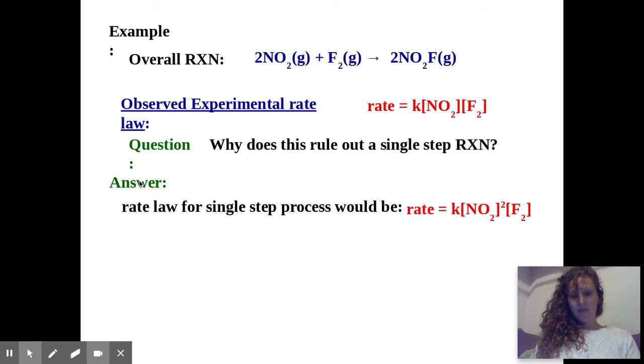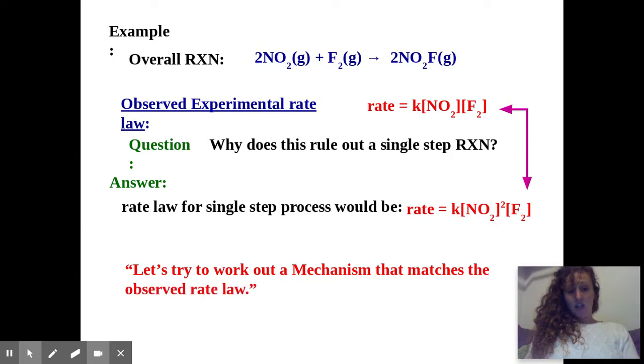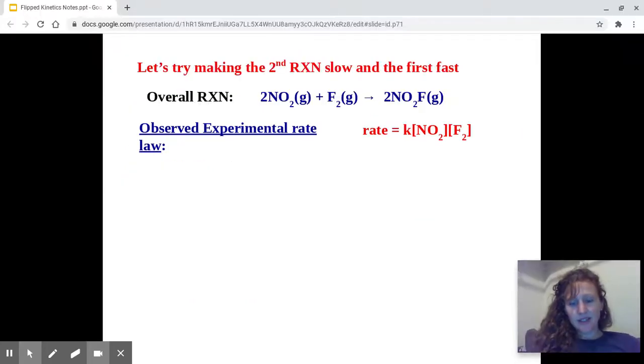Okay, so here they're going to say the same thing. All right, so our next step then would be to try to work out a mechanism that does match the observed rate law. Now, again, you're not going to have to propose the mechanisms. All you're going to have to do is defend the mechanism and say, yes, this is a possible mechanism, or no, this is not a possible mechanism. Okay, so let's look at another possible mechanism. Since we know that this can't be a one-step reaction, let's look at this in terms of a two-step reaction.